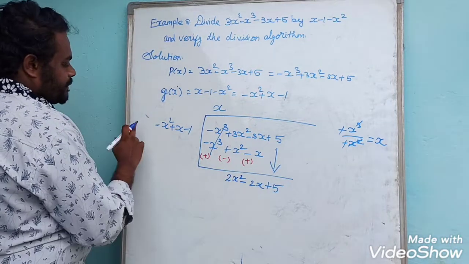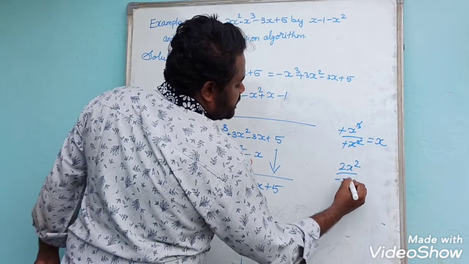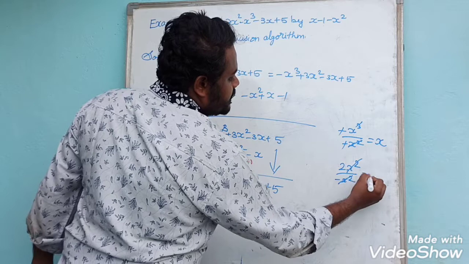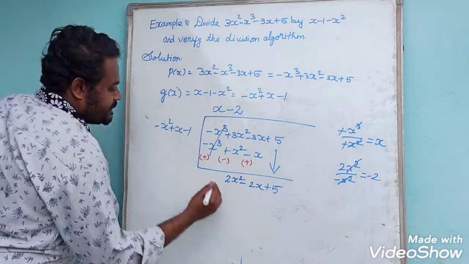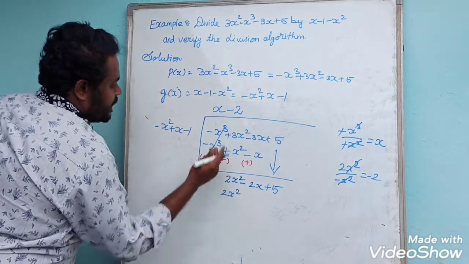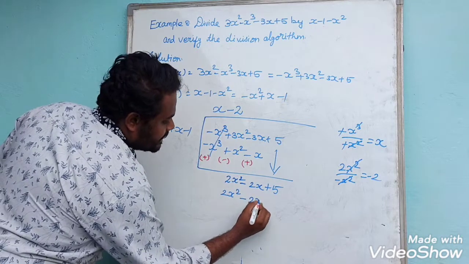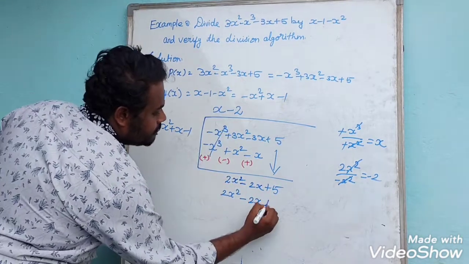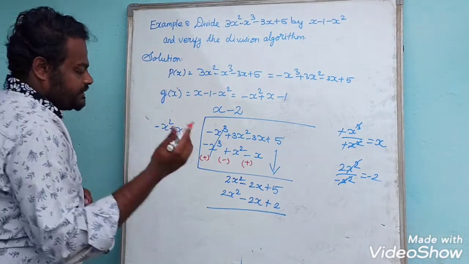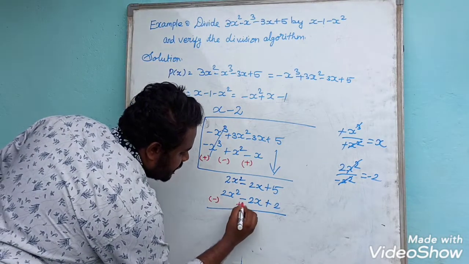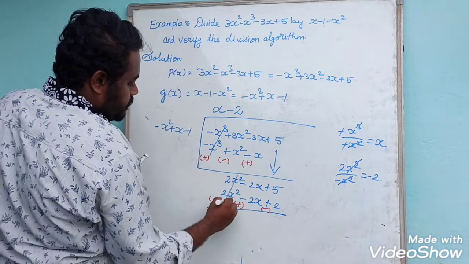Again we compare the first term. 2x square can be divisible by minus x square, will get cancelled, we get minus 2. So minus into minus, plus 2x square; minus into plus, minus 2 into x, 2x; minus into minus, plus 2 ones are 2. Now we change the symbol. Plus 1 becomes minus, minus becomes plus, and plus 1 becomes minus. Now we compare the symbol. It will cancel.